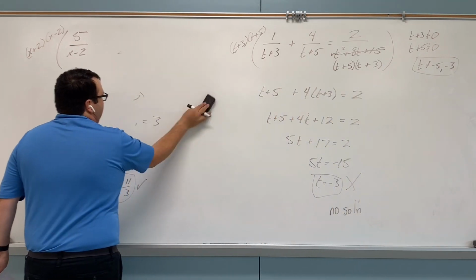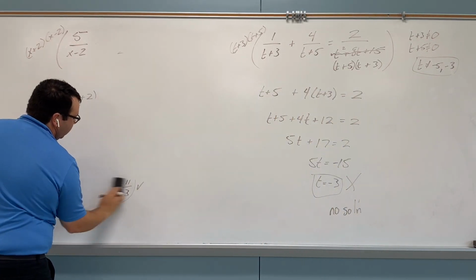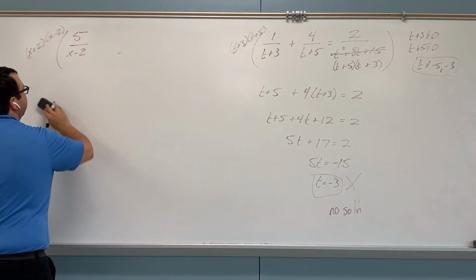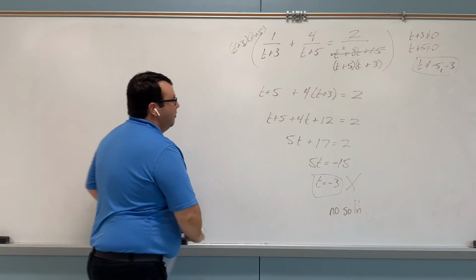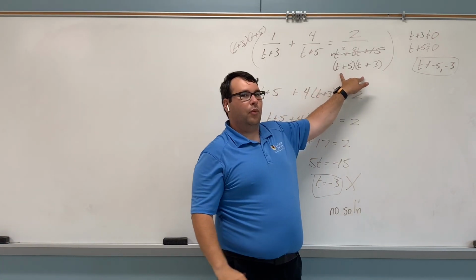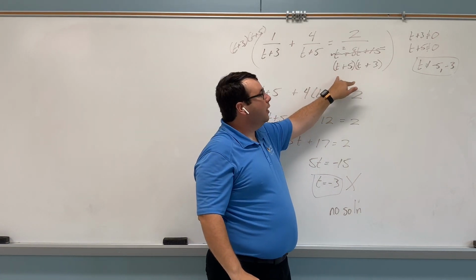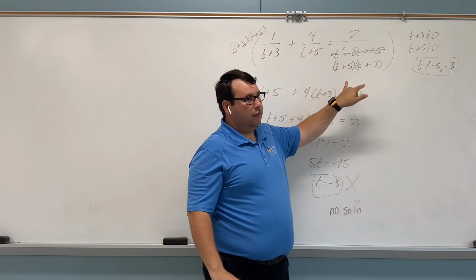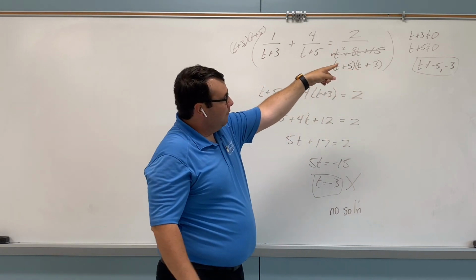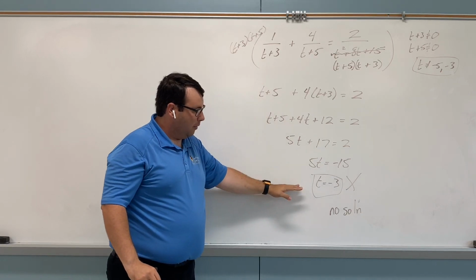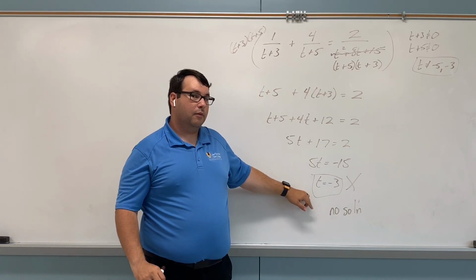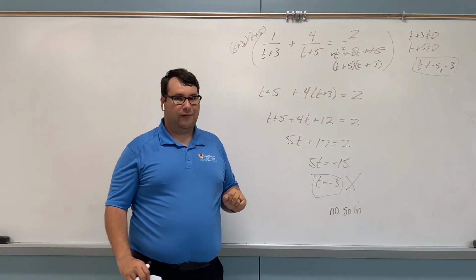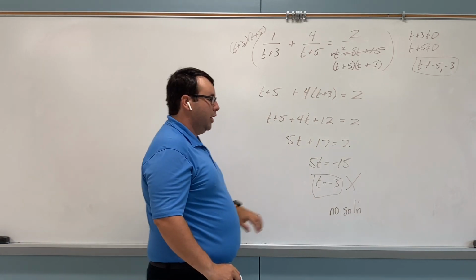So as you're going through this process, again, you're always going to check for your domain first. Sometimes that means you may have to factor out one of your denominators, and that's okay, just to see what components you have. But you're going to check for your domain first, solve your problem, then check your solution, because sometimes the solution doesn't fit, which means you have no solution at all.